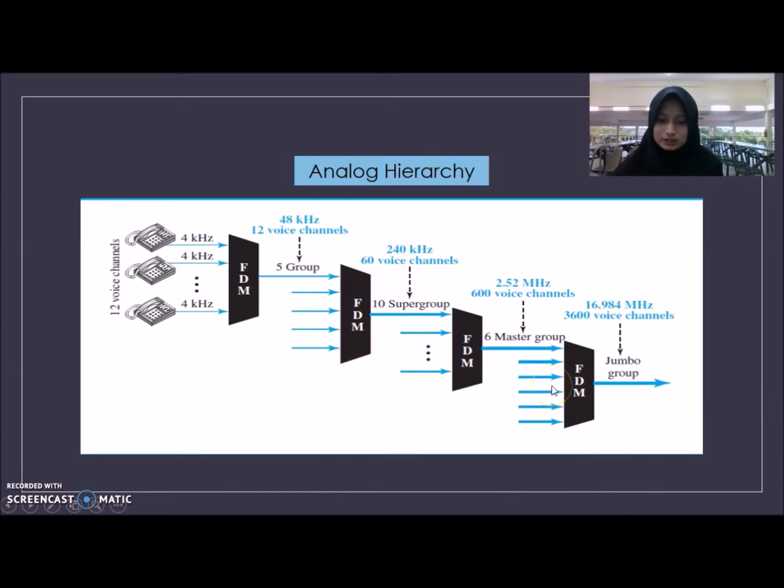At the next level, 10 supergroups are multiplexed to create a master group. A master group must have 2.40 MHz of bandwidth, but the need for guard bands between the supergroups increases the necessary bandwidth to 2.52 MHz. Master groups support up to 600 voice channels. Finally, 6 master groups can combine into a jumbo group. A jumbo group must have 15.12 MHz, which is 6 times 2.52 MHz, but it's augmented to 16.984 MHz to allow for guard bands between the master groups.